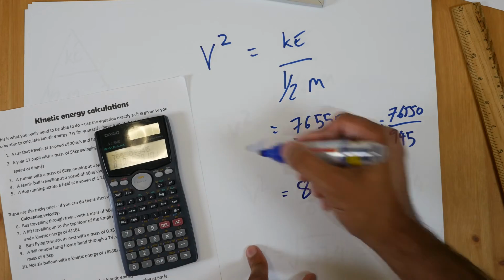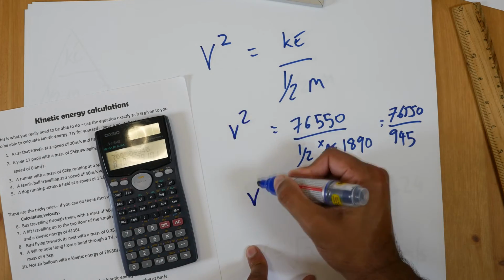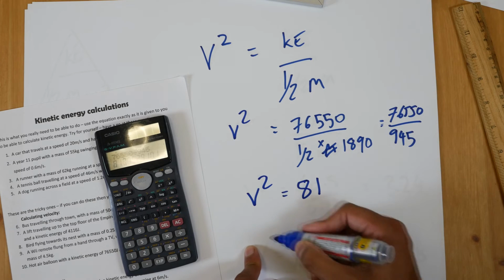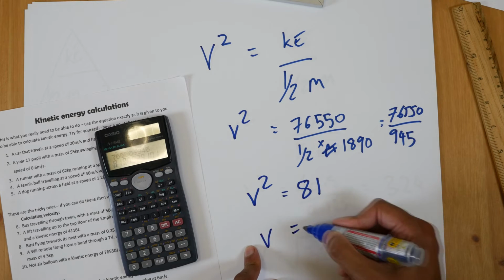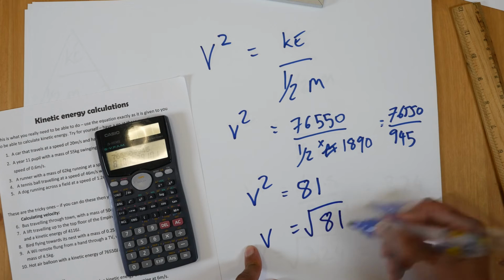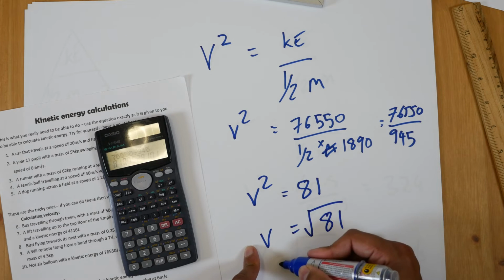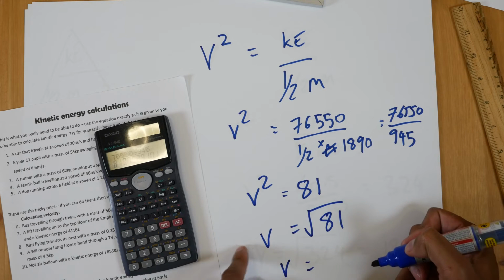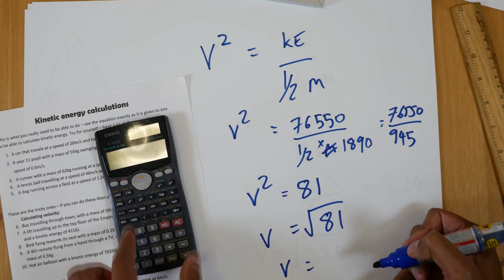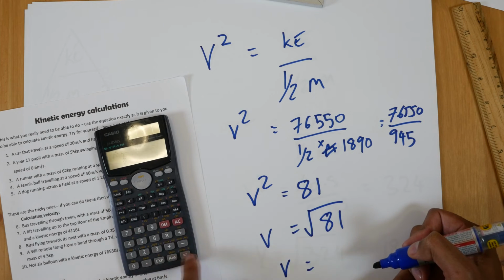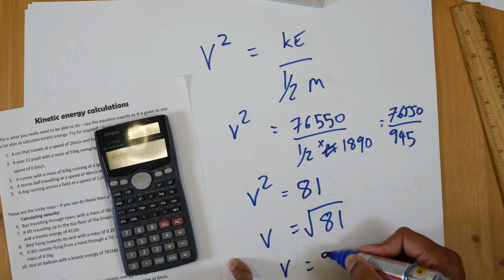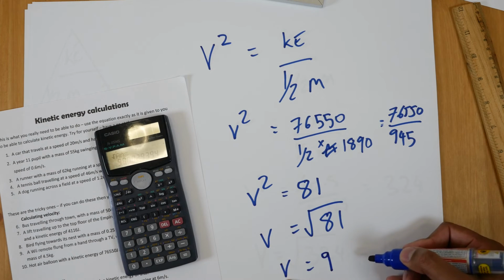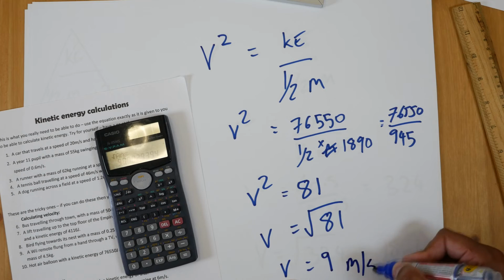Okay, now bear in mind this is v squared, and I don't want v squared, I want v, so v is going to be the square root of 81, and the square root of 81 should be 9, but let's just make sure. Yeah, 9. There we are. And because it's v, you want your meters per second.